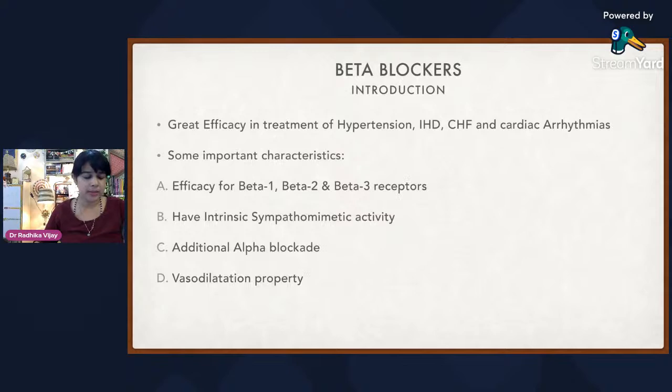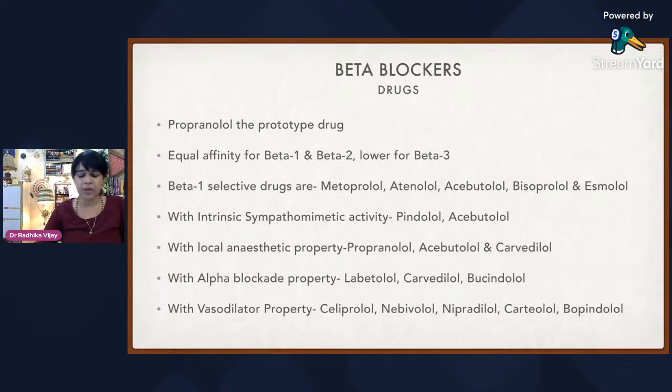Now, for your revision, we'll go to the next slide, and now let's come over to the drugs. The most non-selective drug, and the prototype drug, is propranolol, and it has great affinity for beta 1 and beta 2, but a little lower affinity for beta 3 receptors. The other highly selective drugs for the beta 1 receptors are metoprolol, atenolol, acebutolol, then we have bisoprolol, esmolol, etc. At high concentration they block the beta 2 receptors also.